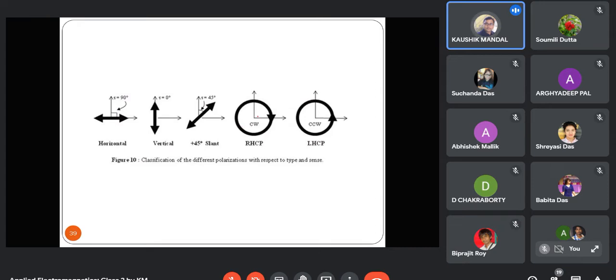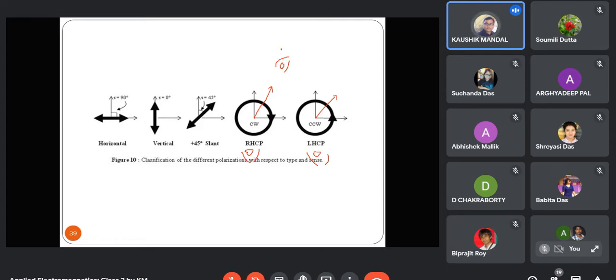The wave is propagating in this direction, the Z direction, and we are the observer at this position. Now, suppose the observer is looking at the approaching waveform, the approaching waves. The wave is moving towards the observer.